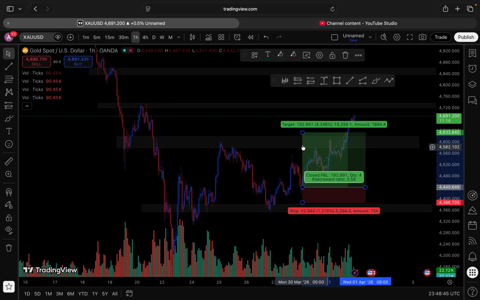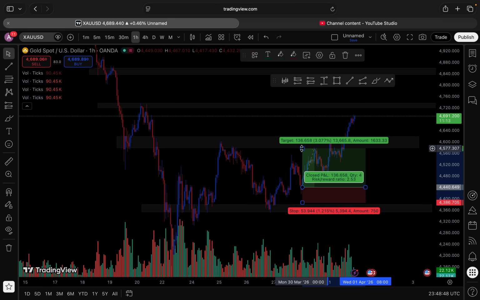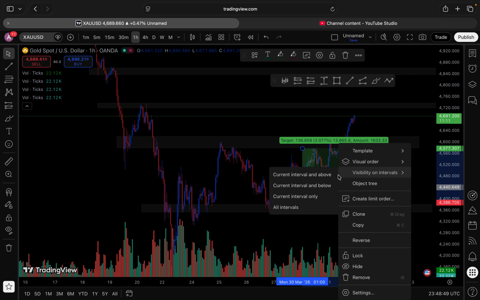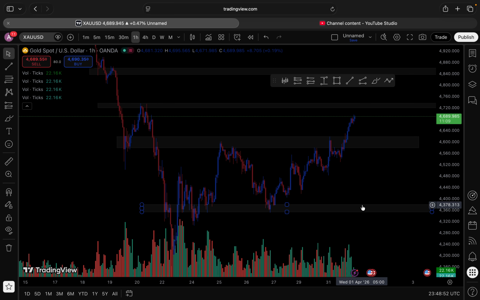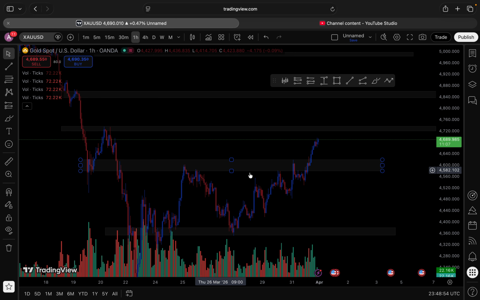It was a little baby setup all the way to this zone. So it was a little baby setup. Took that, took my money. And then once I seen price break this level of sellers, I entered again.